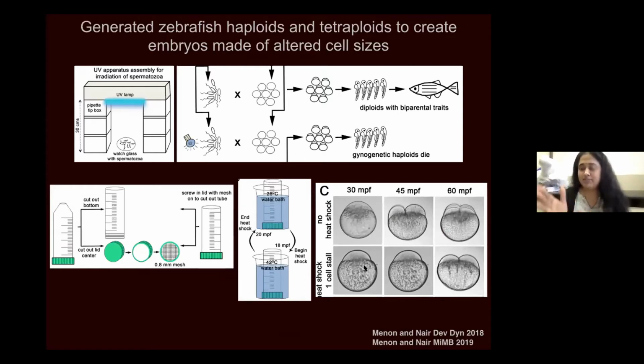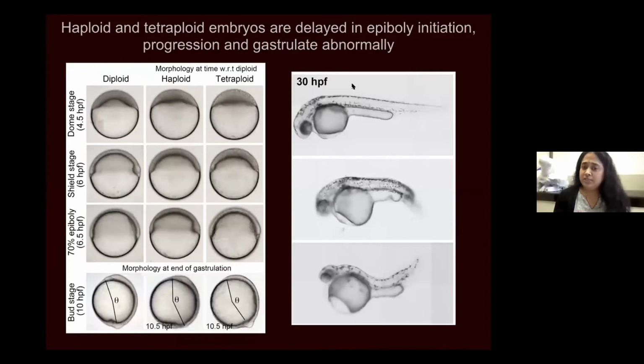We used the same tetraploid and haploid generation paradigms to address this experiment. This slide is just a reminder. The short answer is, let's first look at the 30 HPF embryo, which is a 1-day-old embryo. So this is what a normal zebrafish embryo or larva looks like. By this stage, it has all the major organ systems in place. It's a free-swimming larva with a functional nervous system, cardiac system, renal system, etc.